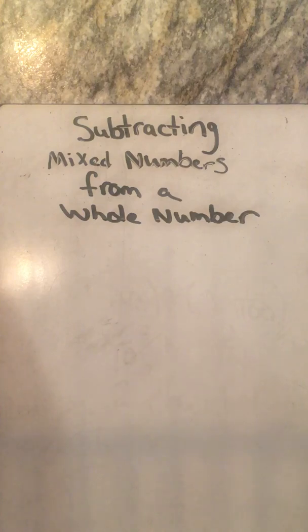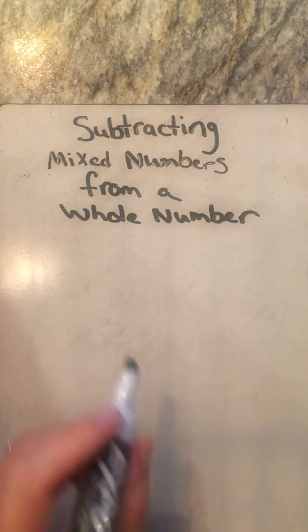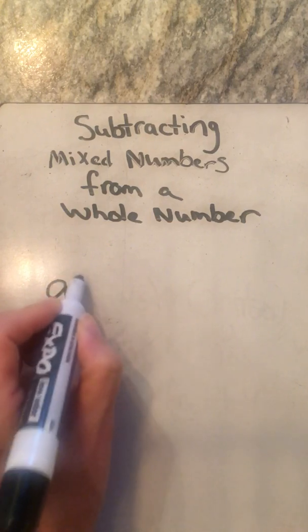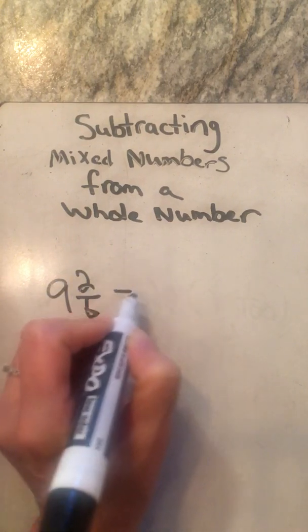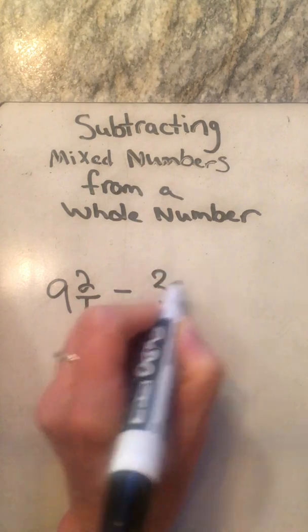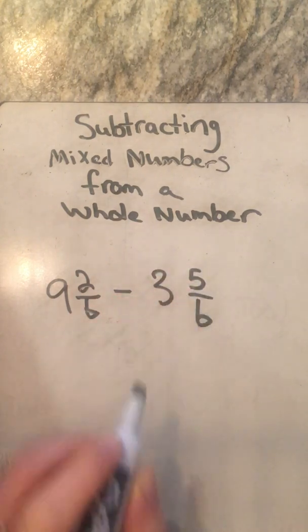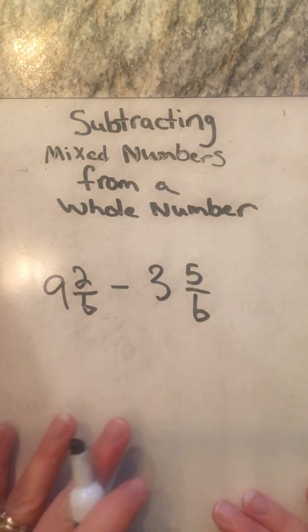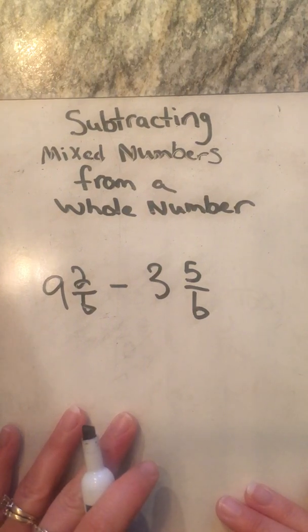Hey guys, so for this lesson we're going to be talking about subtracting mixed numbers from a whole number. To refresh your memory, in our last lesson we looked at what we have to do when we can't subtract a bigger fraction from a smaller fraction. So for the example, 9 and 2/6 minus 3 and 5/6, we talked about the steps we have to take when doing subtraction.